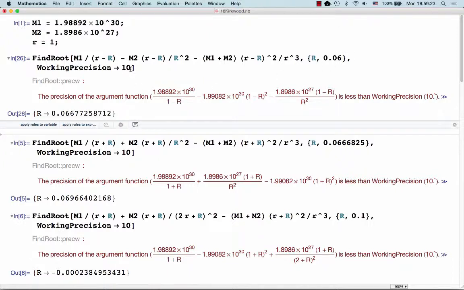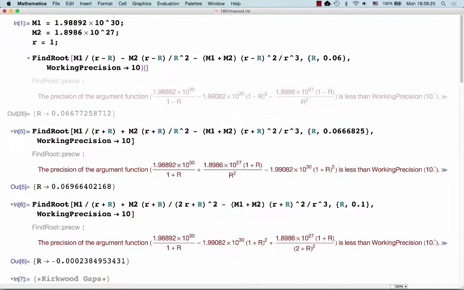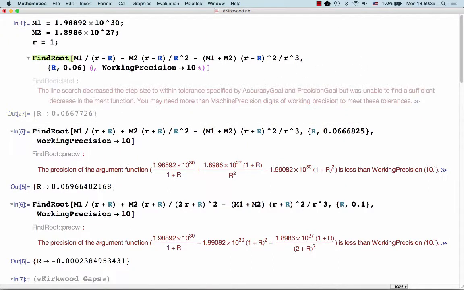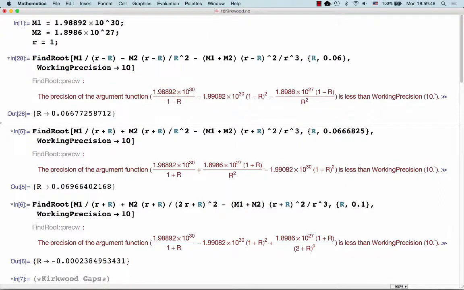If you go ahead and run it without the working precision option, it will tell you that it wasn't terribly happy. It's still not super happy when we increase the working precision.